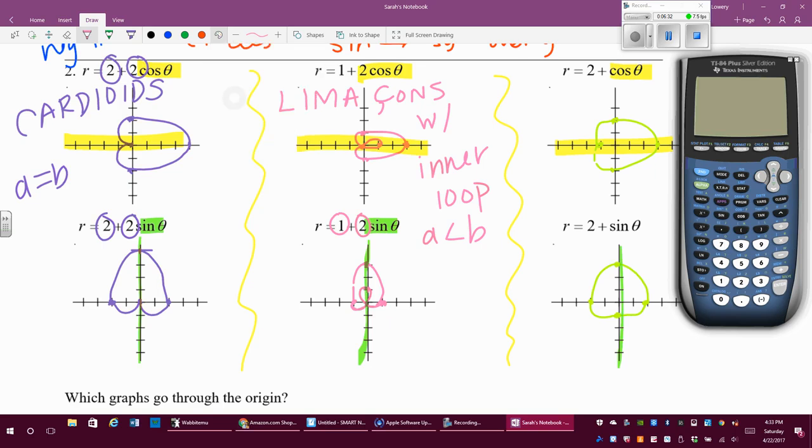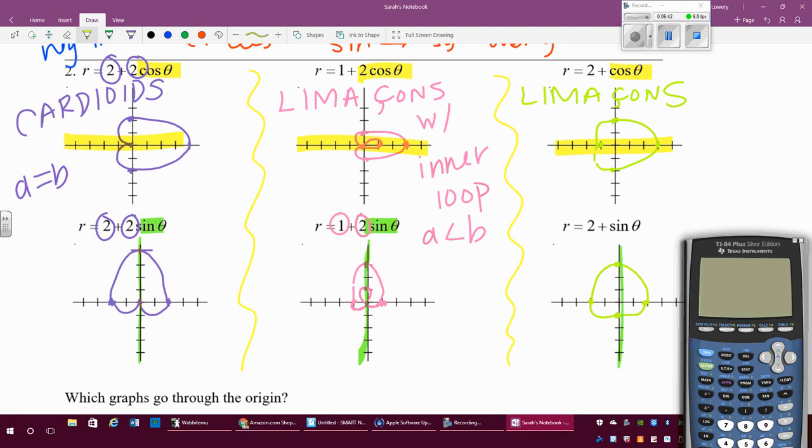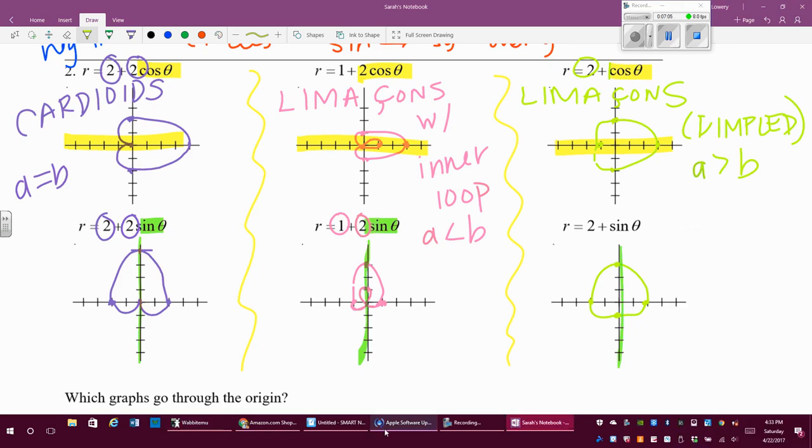This third function over here is actually called a limacon also, but this limacon is called a dimpled limacon. It means it doesn't have an inner loop, it just has kind of a flat edge. And this is going to happen anytime this number is bigger than the number in front. In other words, A is bigger than B. Let me take my calculator and make it a little bit smaller.